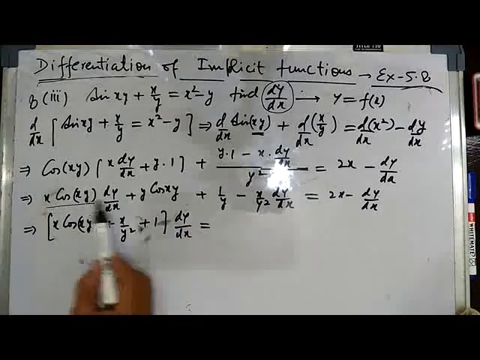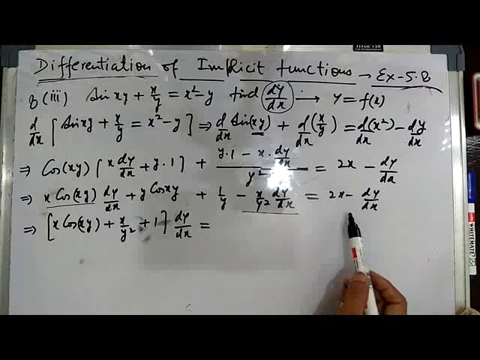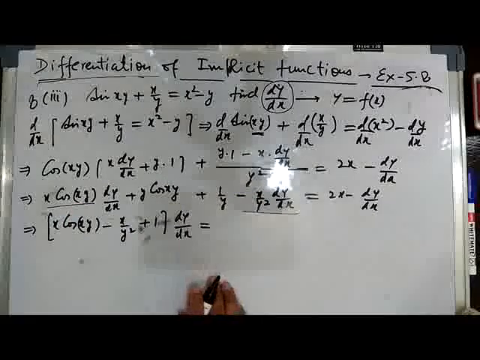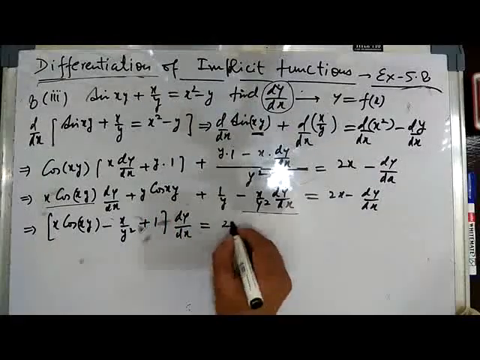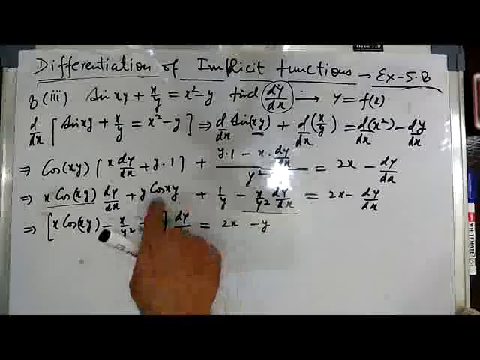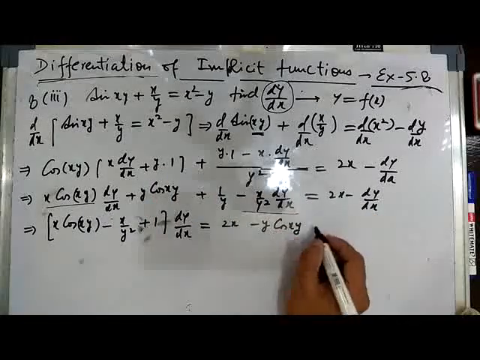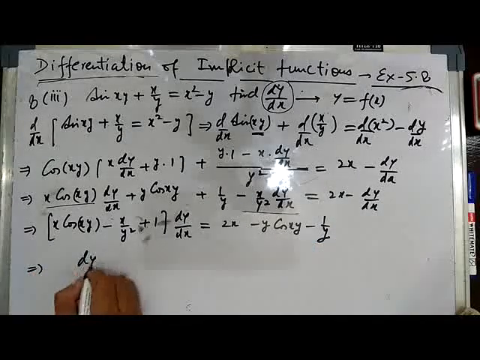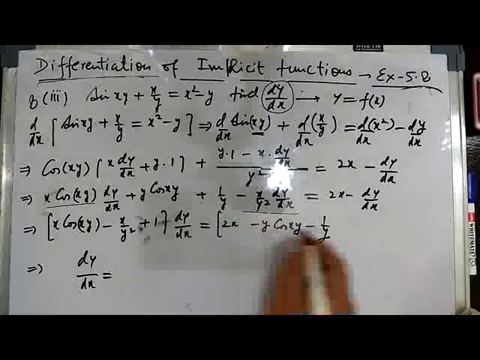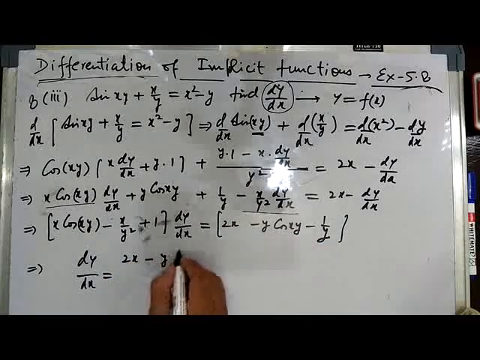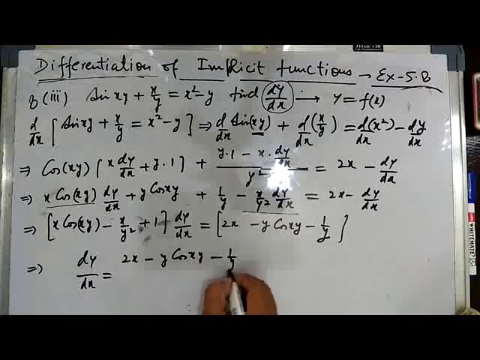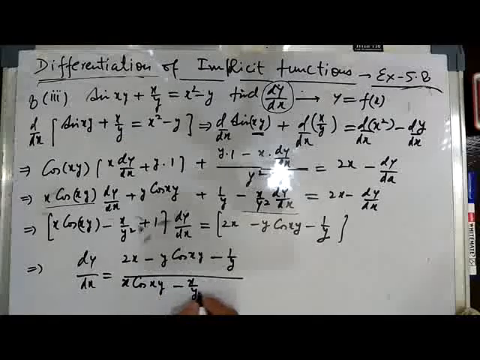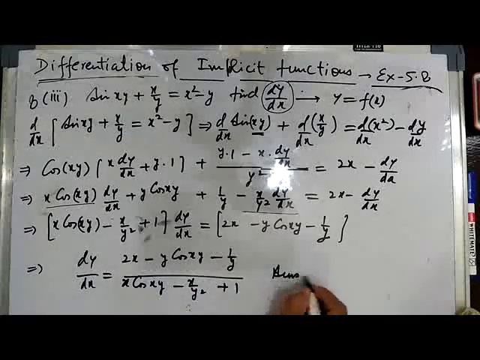I have taken this term and this term on the same side. I am sorry, it will remain minus because it is on the same side. And the rest of the terms are sent to that side, that is 2x minus this, which is without dy/dx, and this goes on that side as minus 1 upon y. So finally our answer will be dy/dx equals 2x minus y cos xy minus 1 upon y, whole divided by x cos xy plus x upon y square plus 1. That is the answer of this question.